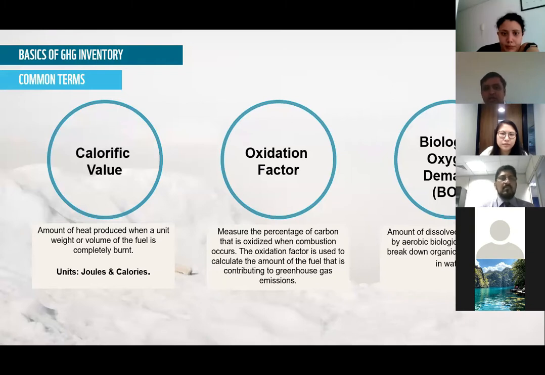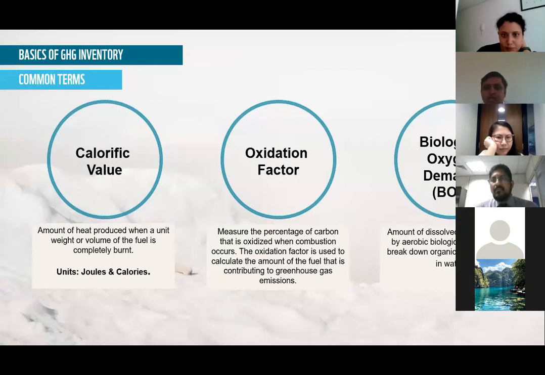Now, oxidation factor, it's the percentage of carbon which is present in the fuel, and that gets oxidized. So when you combust a fuel in the vehicles or in the power plants or anywhere else, you do not combust 100% of it. Some of it escapes, and that is called the oxidation factor. So oxidation factor is an important concept that is utilized in calculating emissions from different types of fuels.